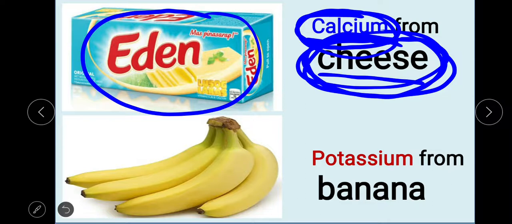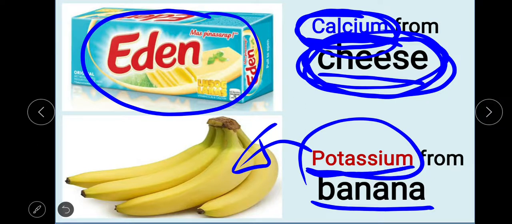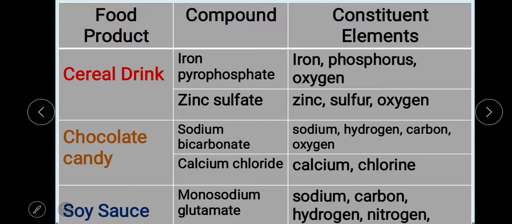And another is banana. Banana is very rich in potassium. So you must eat banana because potassium is a mineral and potassium is present in banana. Again, I am not endorsing the product. This is Eden cheese, but I am not endorsing the product. I am just using this product for educational purposes.